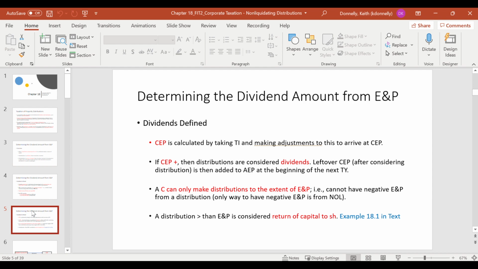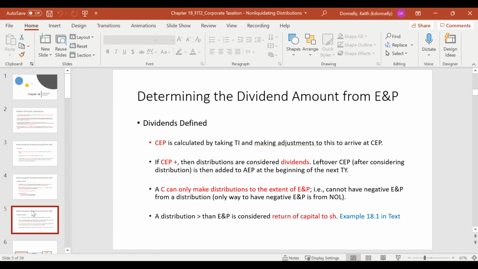Current E&P is calculated by taking taxable income and making adjustments to it. If current E&P is positive, then the distributions are considered dividends. Anything left over is added to accumulated earnings and profits at the beginning of the next tax year. A corporation can only make distributions to the extent of E&P; in other words, you can't have a negative E&P from a distribution. And finally, a distribution that is greater than E&P is considered a return of capital to the shareholder.